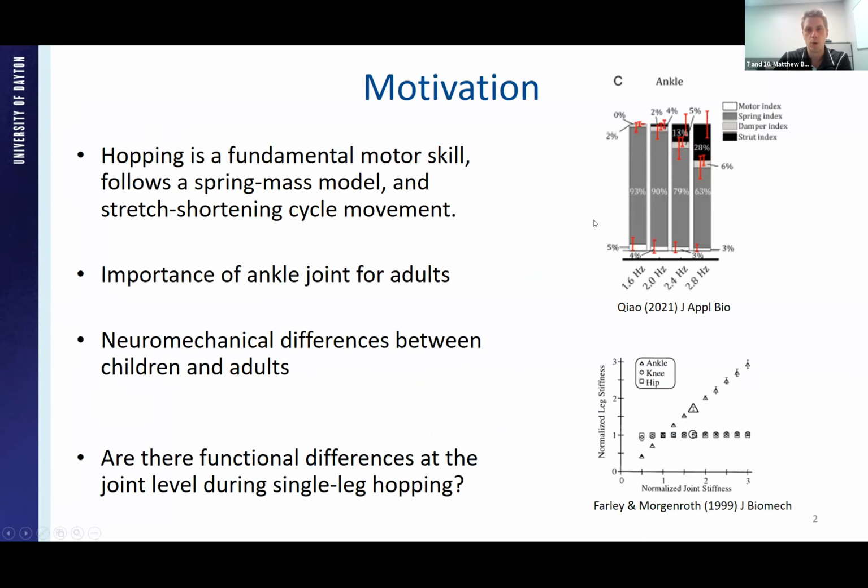So hopping is a fundamental motor skill, at least from a pediatric perspective. It's been used to evaluate whole body vertical stiffness control following a spring mass model, as well as stretch-shortening cycle function. For adults, the ankle joint has been identified as very important for hopping, particularly scaling hopping to different frequencies. The ankle tends to be used as the spring, and then the stiffness of that spring scales in order to change hopping frequency. However, there are some neuromechanical differences between children and adults, and so we are interested in whether these differences will result in functional differences during single leg hopping.